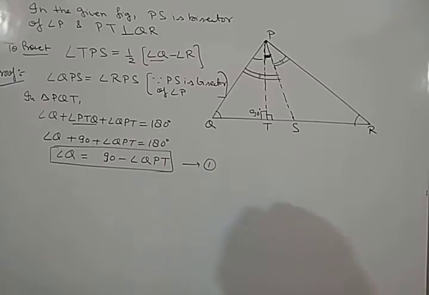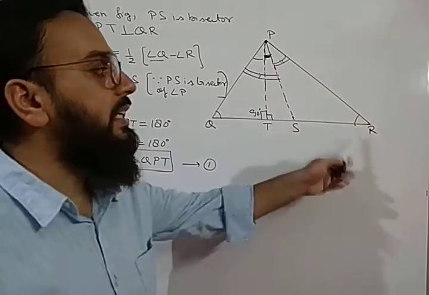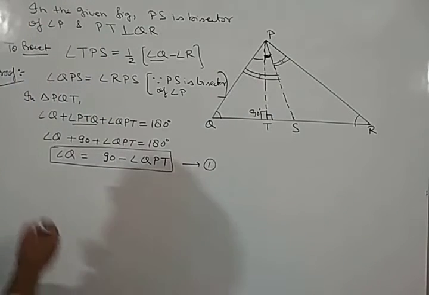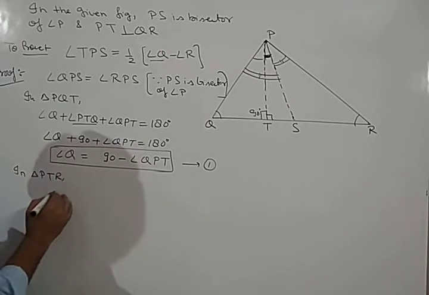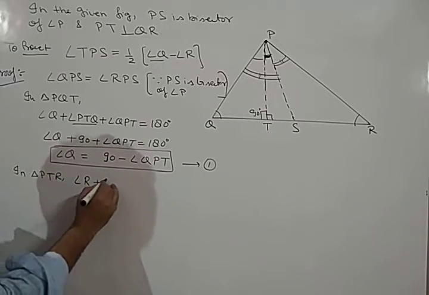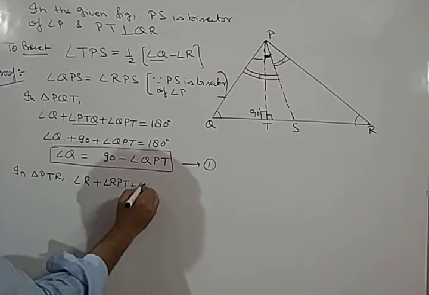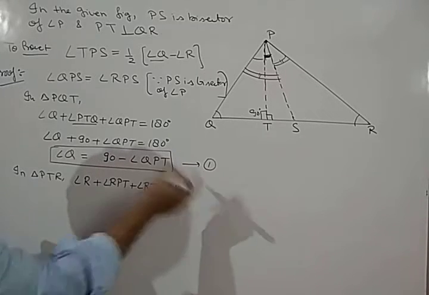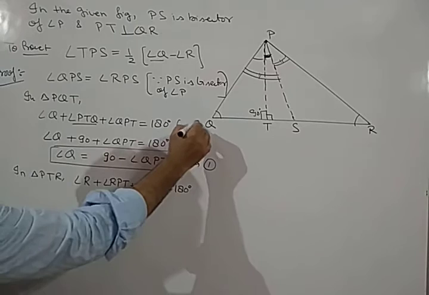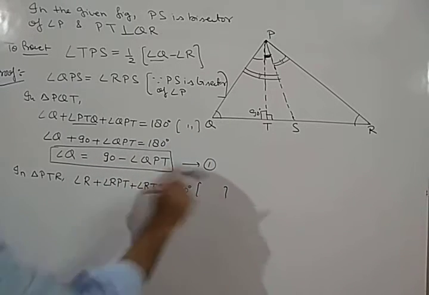Now second, we have to get angle R. So for angle R, we will take triangle PTR, a right angle triangle again. So again in triangle PTR, we will get angle R plus angle RPT plus angle RTP is equal to 180 degrees by angle sum property. You will write it here, angle sum property, and this is also angle sum property. Okay, you have to mention it.